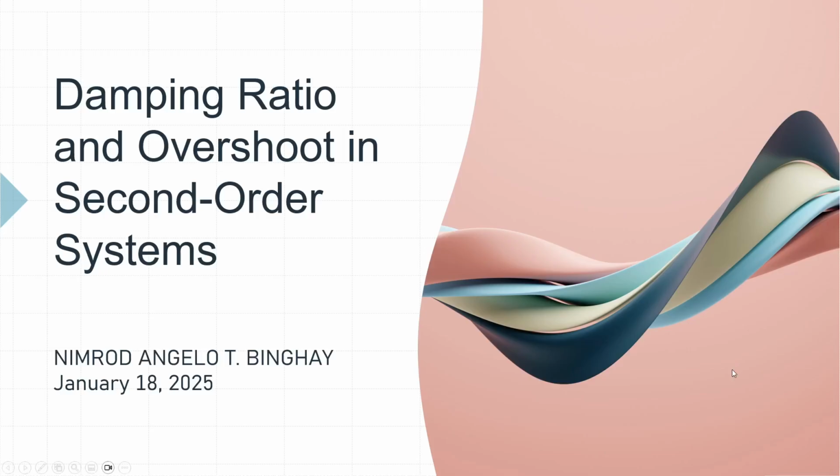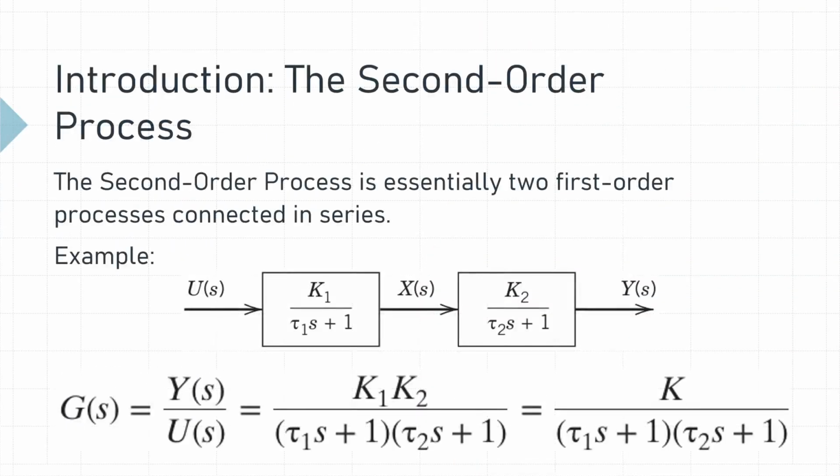Good day, everyone. Today I'll be discussing the damping ratio in overshoot and second order systems, which are two critical concepts in system dynamics and control engineering. Let's start by understanding what second order systems are and their significance in various fields, such as mechanical and electrical engineering. Let's start off with how we would create a second order process.